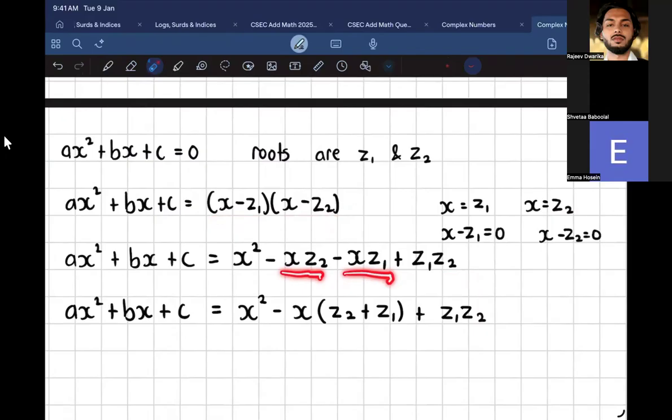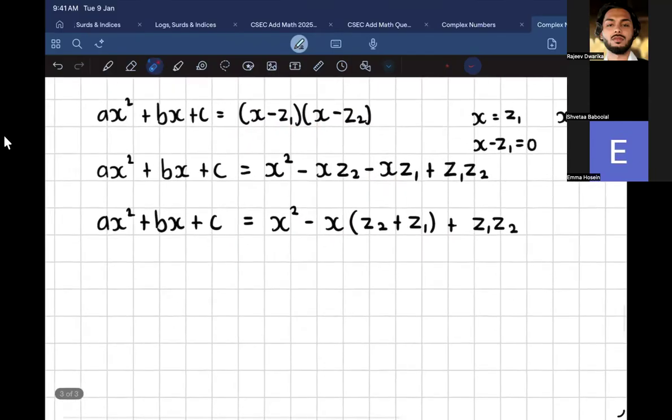Right? Because watch, x by minus z2 is minus x z2, minus z1 by x is minus x z1. And I could factor out the negative x. If I do that, I'll end up with z2 plus z1. Tell me if you're with me, Shweta. Yes. Okay, cool.